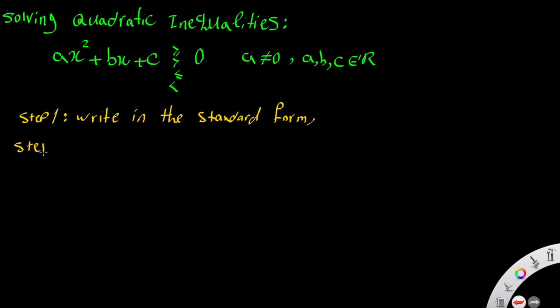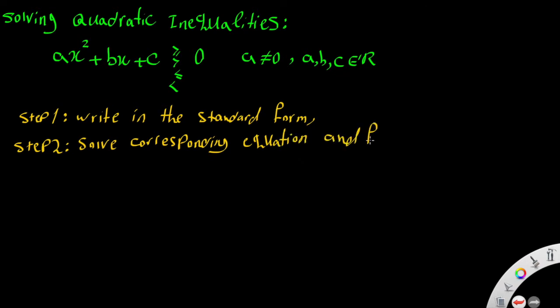Step 2, solve the corresponding equation and find the roots. It means that here these less or equal or greater are replaced by equal to make a quadratic equation to solve, then find roots.